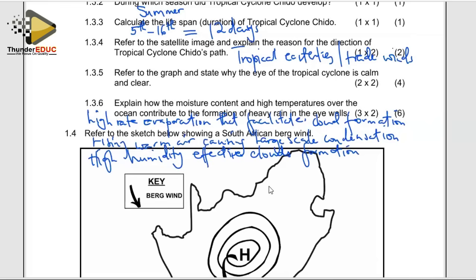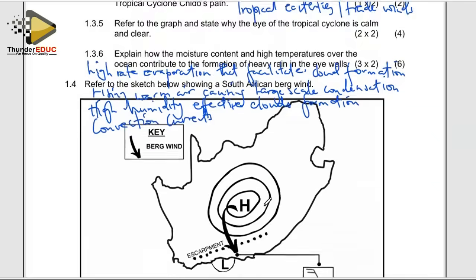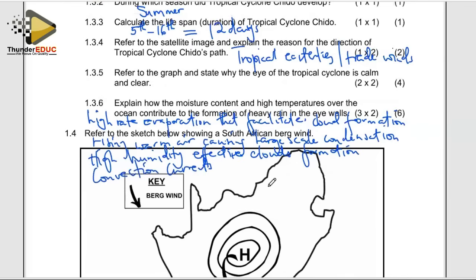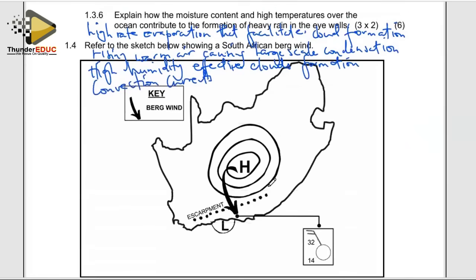And also, we can talk of the high temperatures. They contribute towards the release of latent heat in the system. And also we can talk of convection currents. The convection currents also contribute to the upliftment of the air, which is warm and moist. And as it is affected by the currents, it is forced to reach the dew point, and ultimately we are going to experience a situation of large-scale condensation and heavy rainfall. Right, that is just a summary of what you can write about for that question.